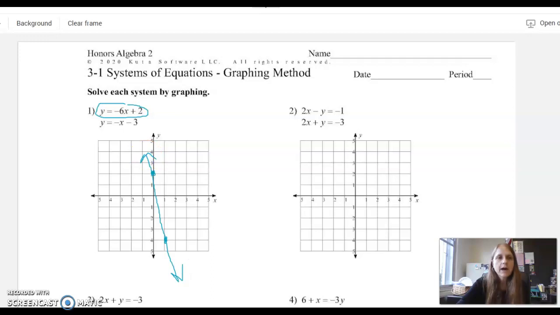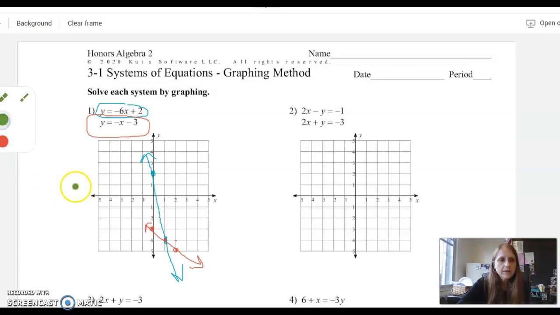So then I would graph the second line. The second line here I can see starts at -3, and it has a slope of -1. So I go down 1, right 1, and you can see right there is the point that they have in common. That's the point that they have in common, and that's where my answer is going to be.